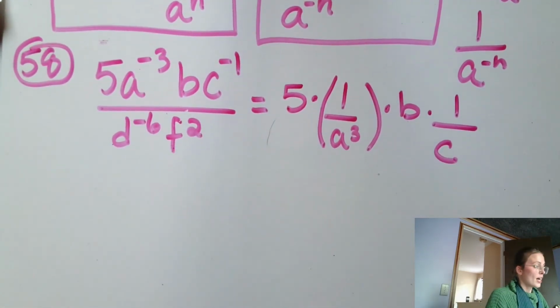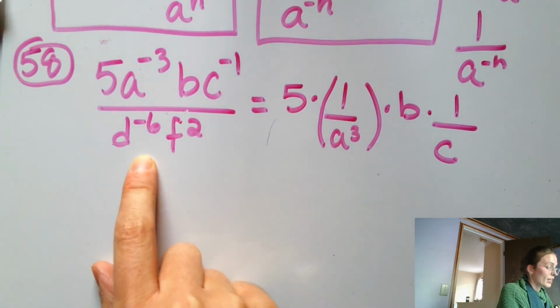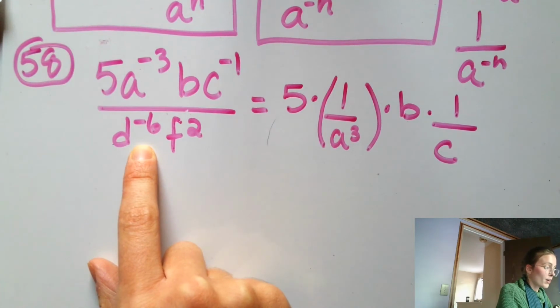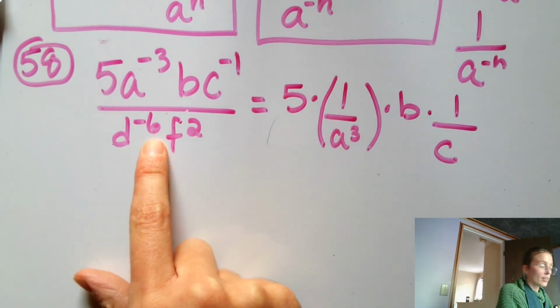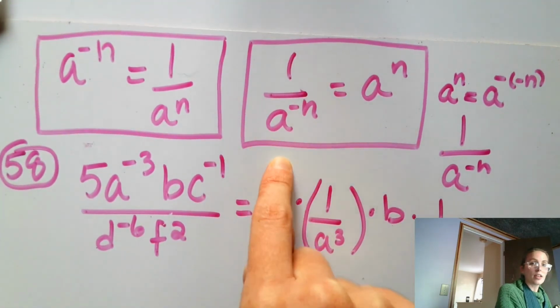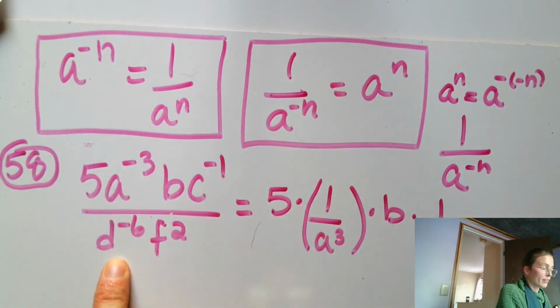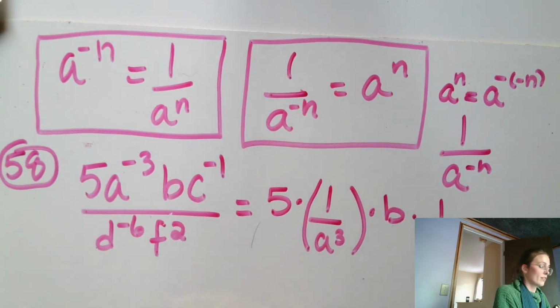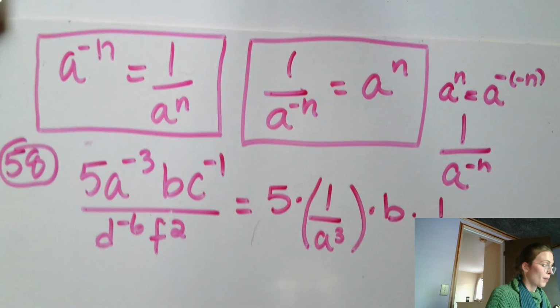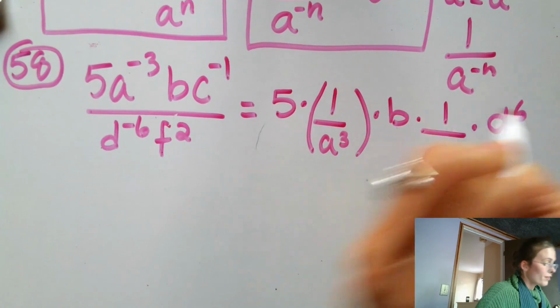Okay, and now we have to look at the denominator here. So we've got d to the negative 6th power, and we need to rewrite that. And we'll use this rule: 1 over a to the negative n equals a to the nth power. So 1 over d to the negative 6, right? Because if d to the negative 6 is in the denominator, that's 1 over d to the negative 6, essentially. We can rewrite that as d to the 6th power in the numerator. So times d to the 6th power.